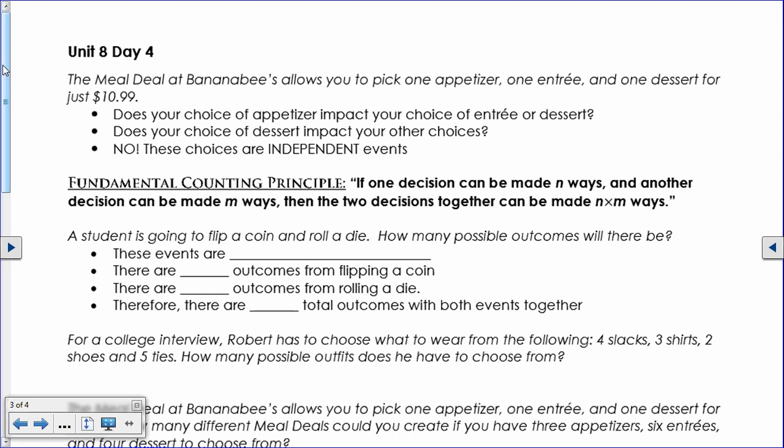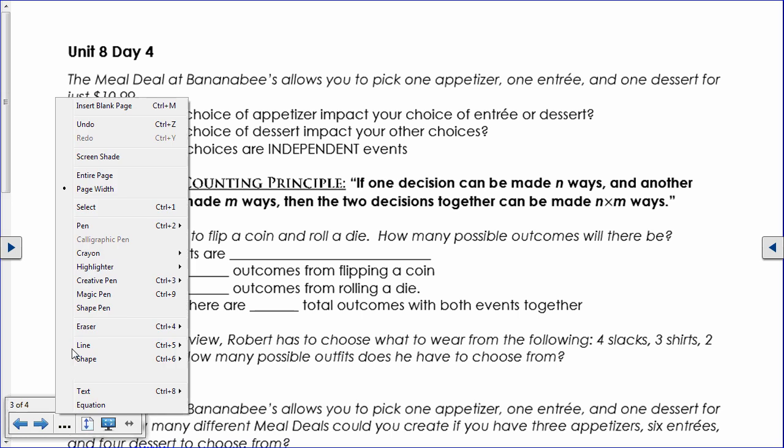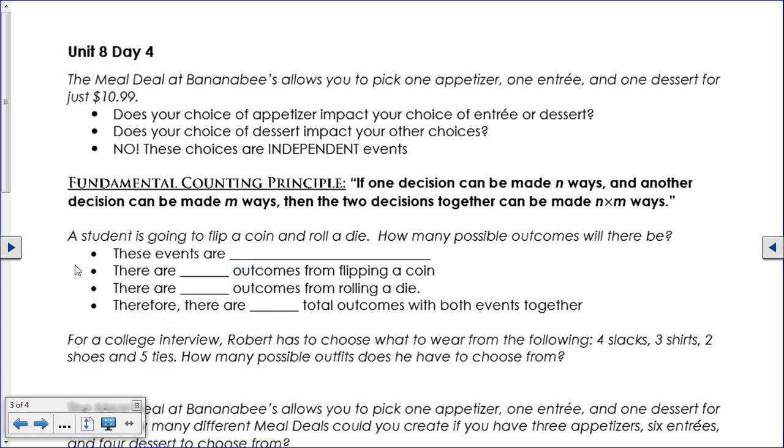Alright, so we're going to start off with this idea right here, this example. It's talking about a meal plan of some sort. This meal deal at Banana Bees allows you to pick one appetizer, one entree, and one dessert for $10.99. A couple questions I want to ask you guys. If you were presented with this situation, you can pick one entree, one appetizer, one dessert. Does your choice of appetizer limit your options for the entree or dessert?